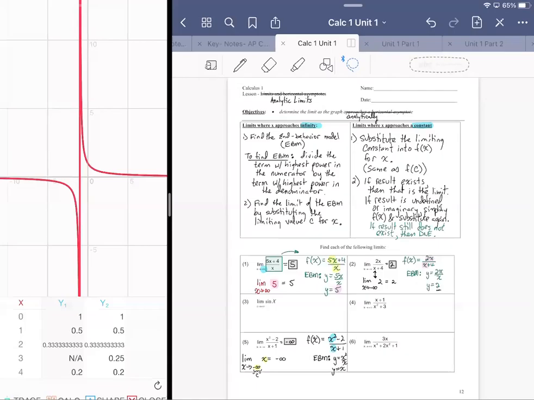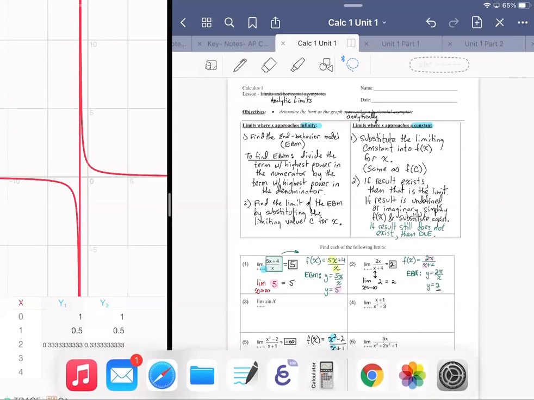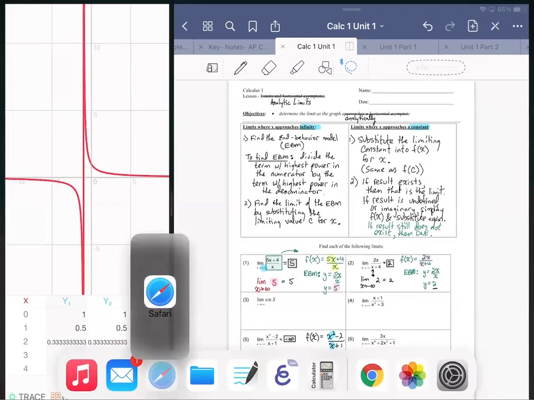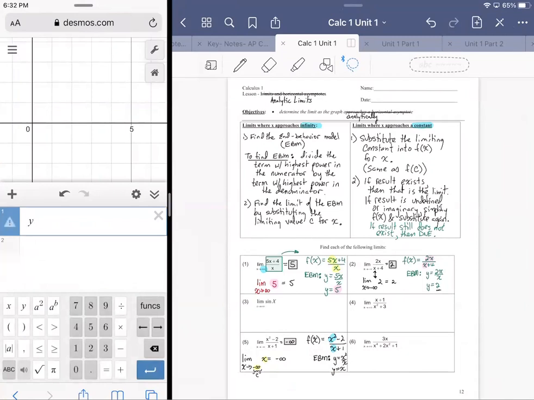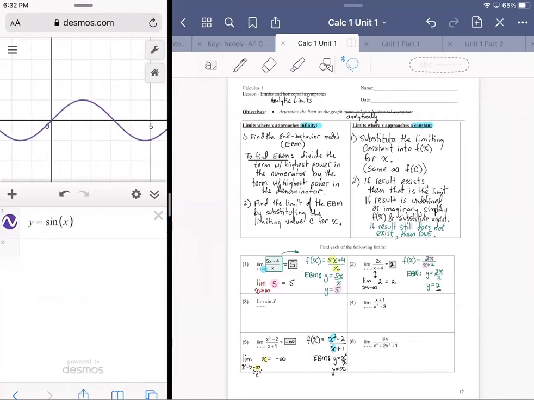So I told you number 3 was a trick question because this concept of finding an end behavior model didn't really apply. But let me show you why it's a trick question rather than just you taking my word for it. All right. So I'm going to plot the graph of y equals sine of x. All right, good looking graph.